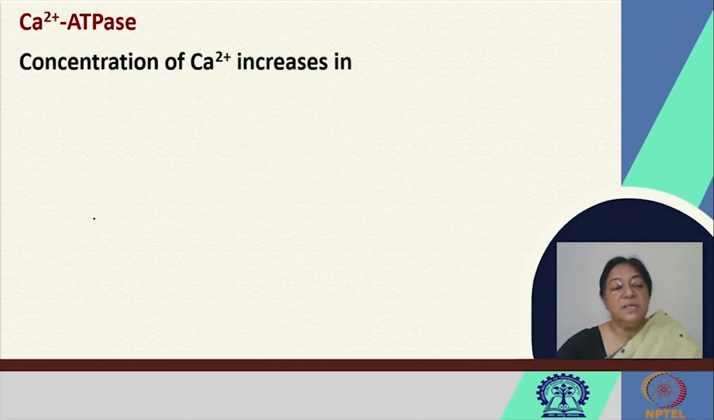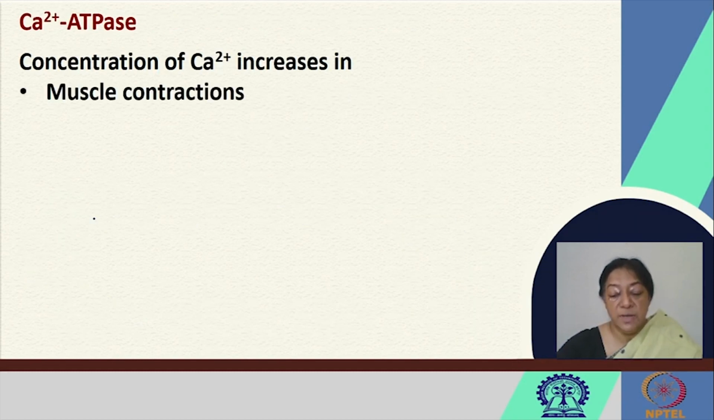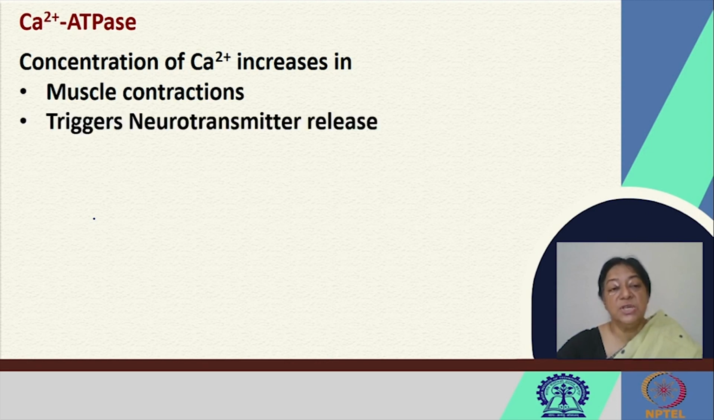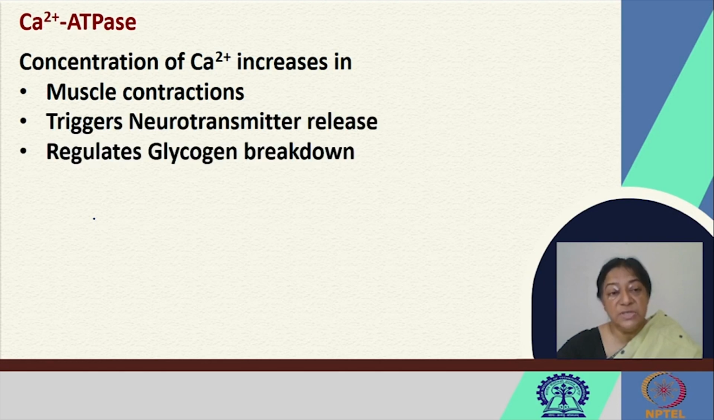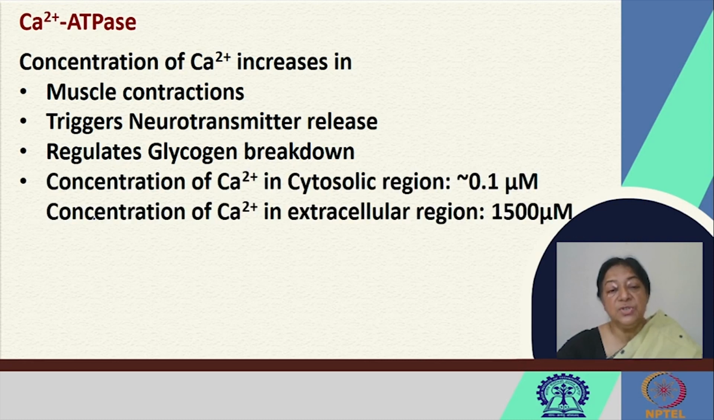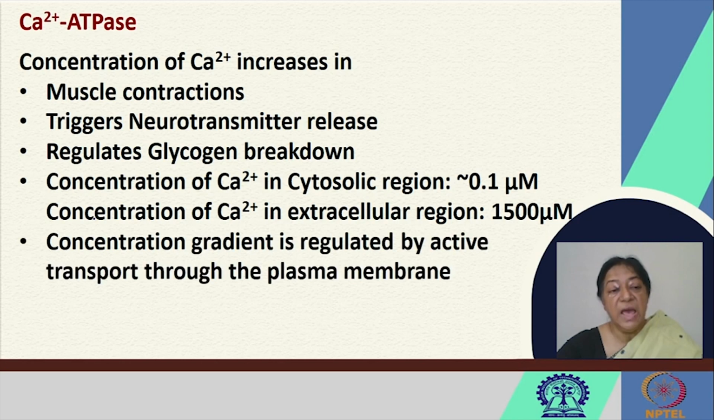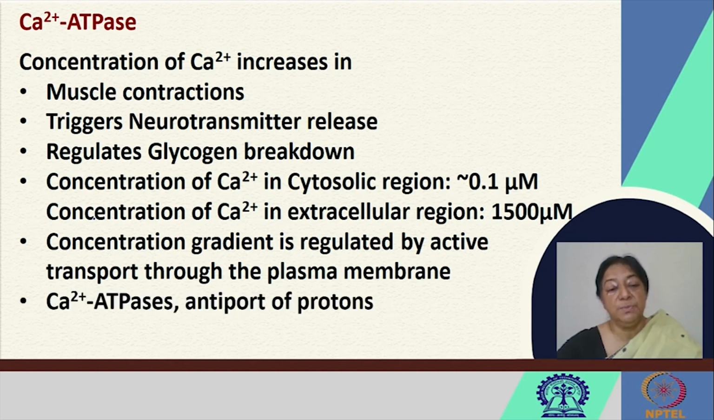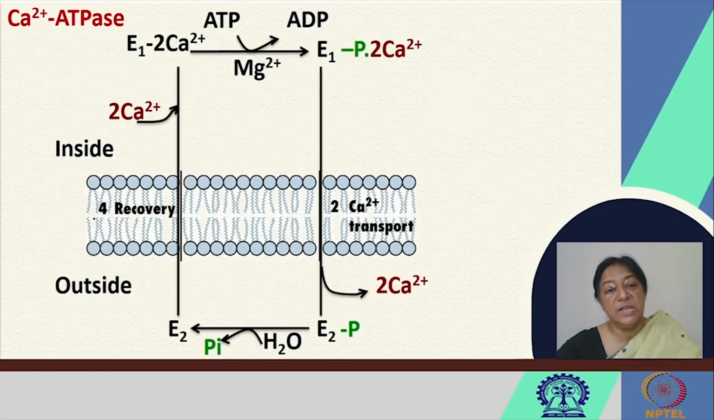Similarly, when we have a Ca2+ calcium ATPase, this also works in a similar fashion, and this is important for muscle contractions, triggers neurotransmitter release, and regulates glycogen breakdown. The concentrations of calcium in the cytosolic and extracellular regions are different, and there is a concentration gradient that is regulated by, again, the active transport across the plasma membrane. This again is an antiport of protons with the calcium ion.